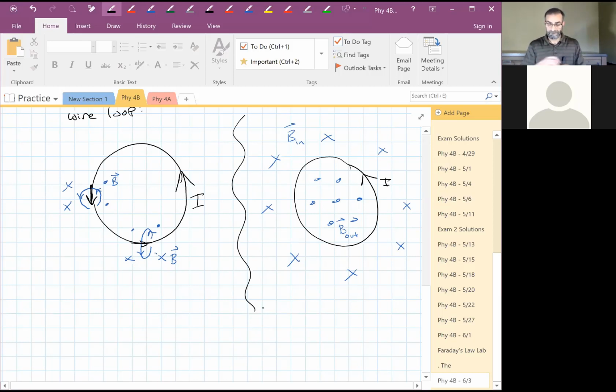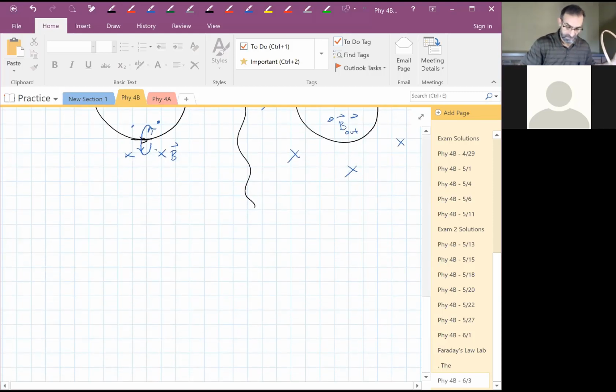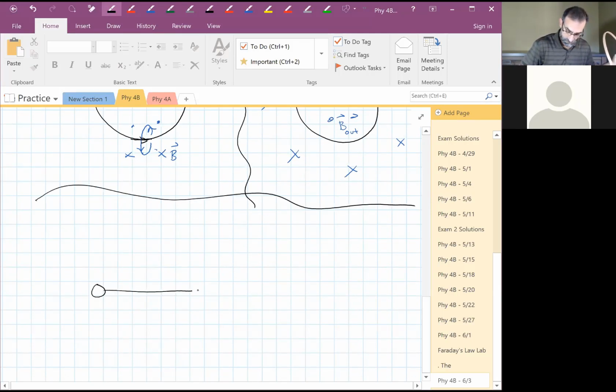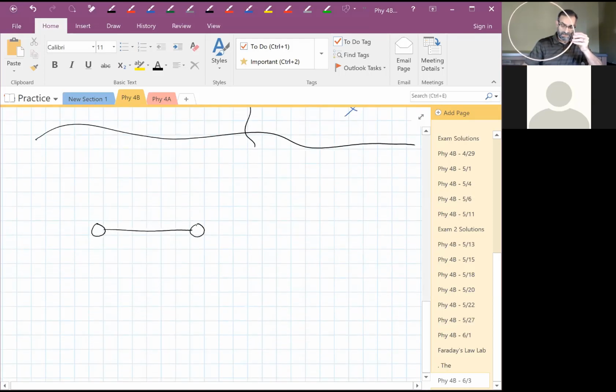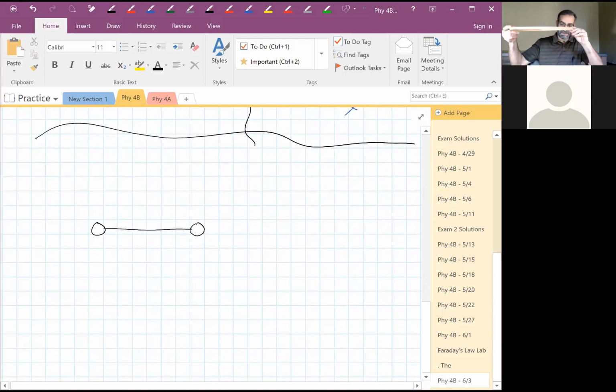Let's rotate the loop 90 degrees. Maybe this will help. Here's our loop of wire. We're going to rotate it 90 degrees, okay? And we're going to draw it like this. All right, so this was our loop up here. You see it up here? That's the loop. We're going to rotate it 90 degrees and look at it on end.